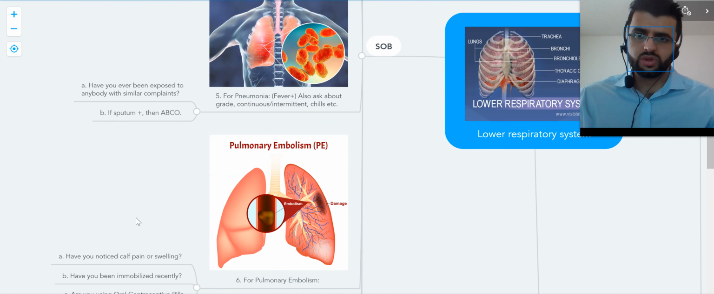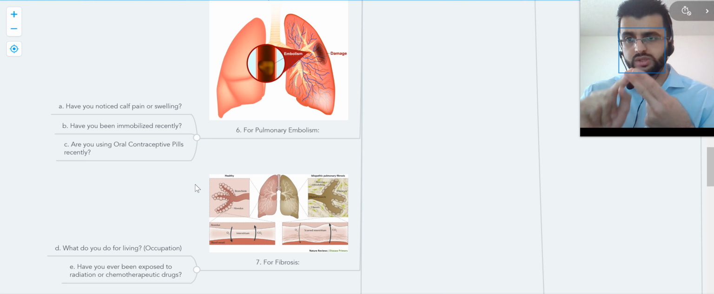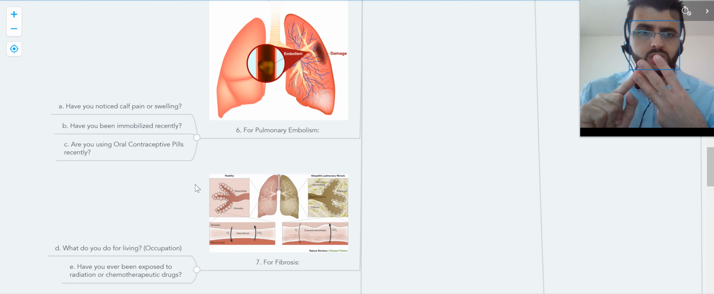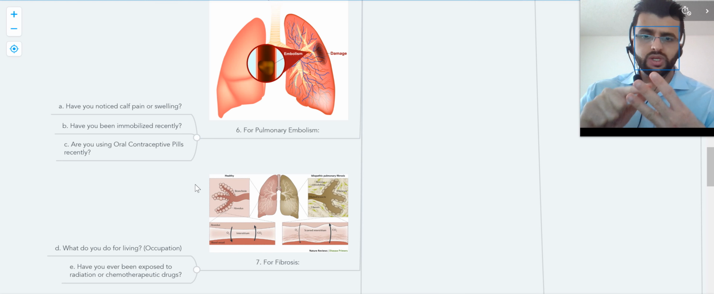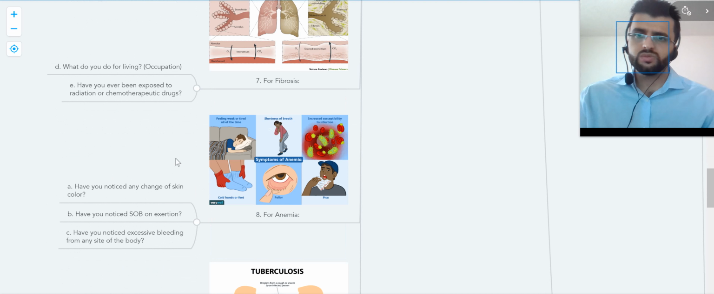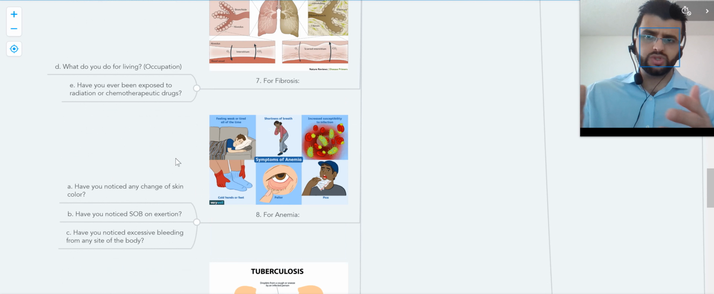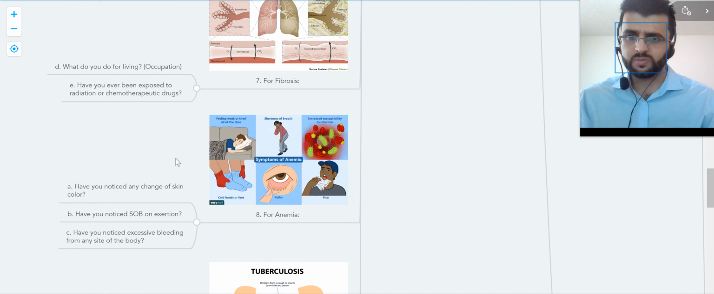Pulmonary embolism, we ask, three questions, very important questions. Have you noticed any calf pain or swelling? Have you been immobilized recently? History of immobilization, this is important. Are you using any oral contraceptive pills recently? Okay, three things. For fibrosis, you ask, what do you do for living? Okay, this is important. And then, have you been exposed to radiation or chemotherapeutic drug?